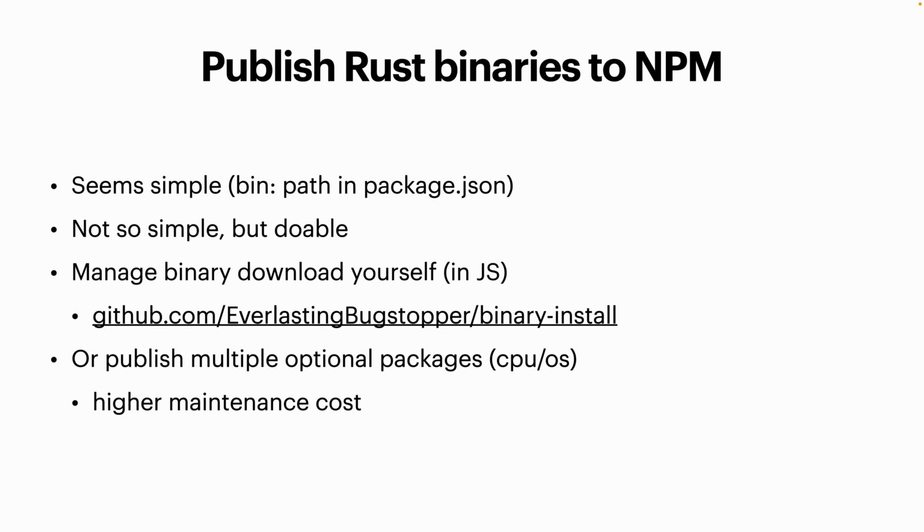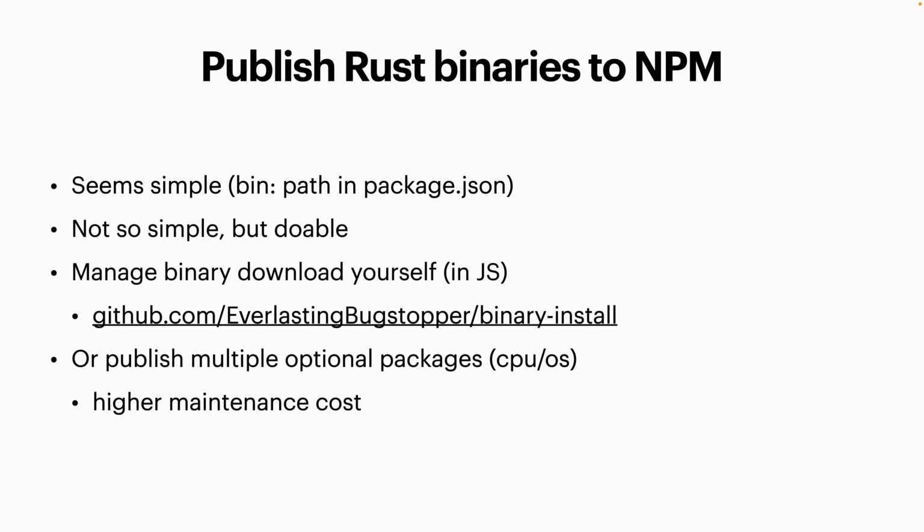So option 2, you can publish Rust binaries to NPM. It seems really simple at first. There's a bin path in package.json. If you point that to a path, then that binary should be copied into node_modules/.bin, whatever. It turns out it's not that simple, but it's still doable.